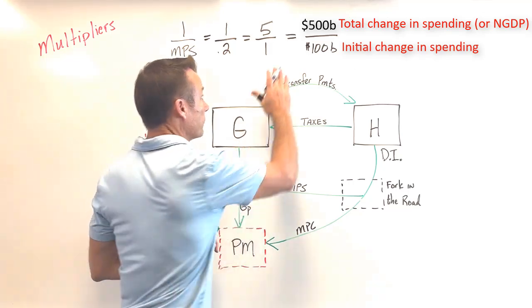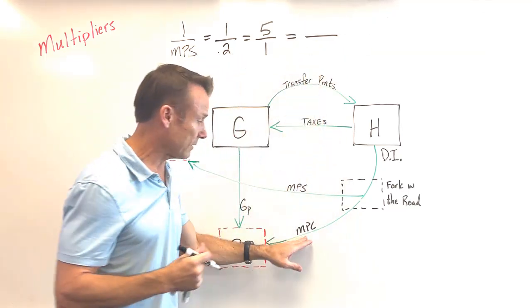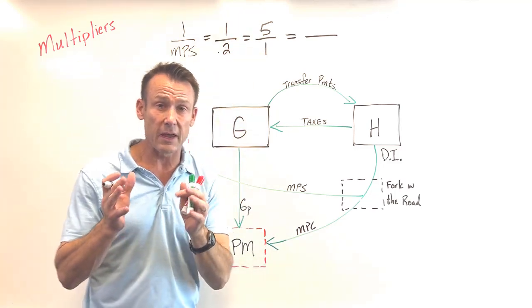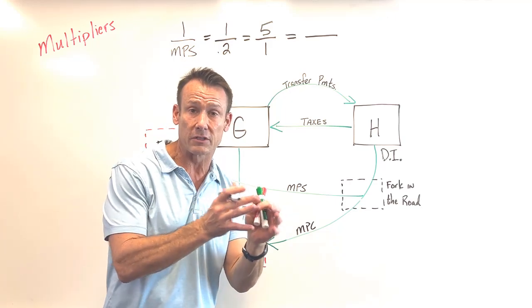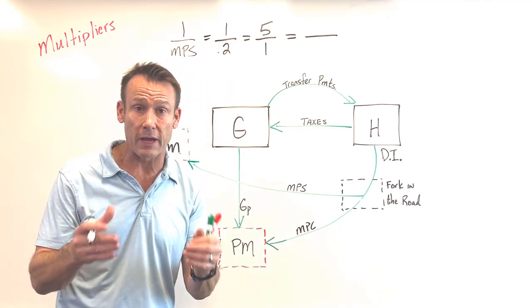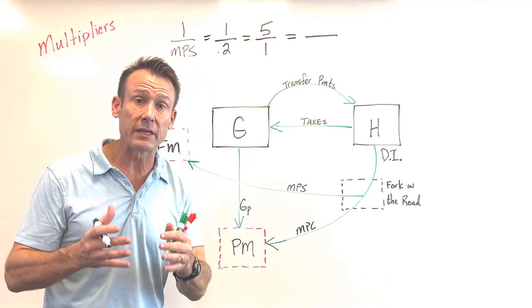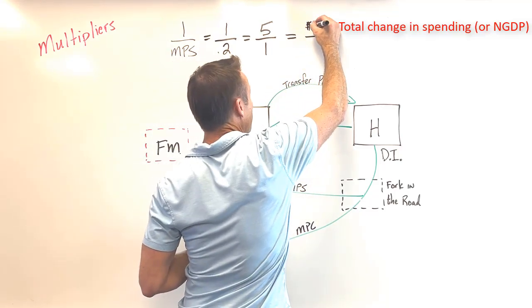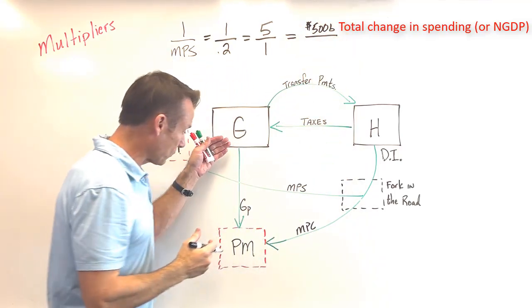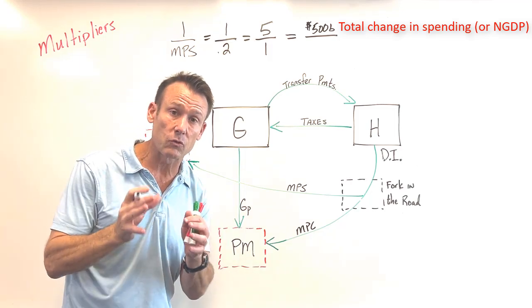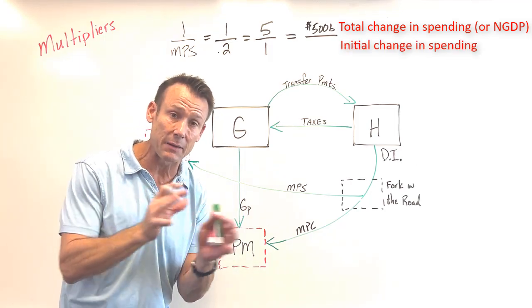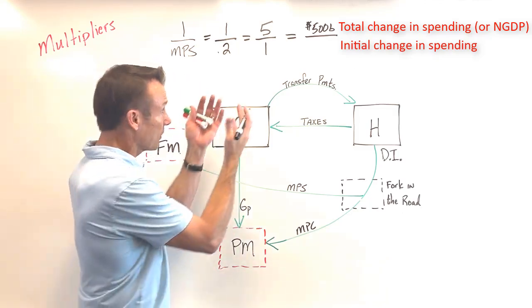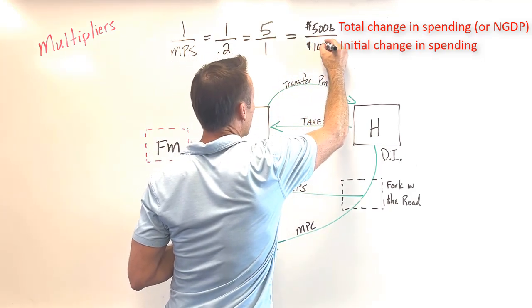Another problem, of course, could say, hey, you know, the MPC is 0.8, okay, makes the MPS 0.2, okay, we got our spending multiplier, and they say, hey, we need to get a $500 billion change in GDP. Maybe the output gap is $500 billion. How much do we need to change government purchases? Well, that problem is giving you the total change in spending, 500 billion, and it's asking for how much you need to change government purchases, which is your round one or initial change in spending. Again, autonomous change in spending. Those are all the same things, autonomous, initial, round one. And so you would just solve this and you say, oh, okay, that comes out to 100 billion.